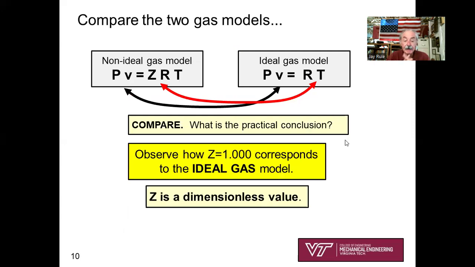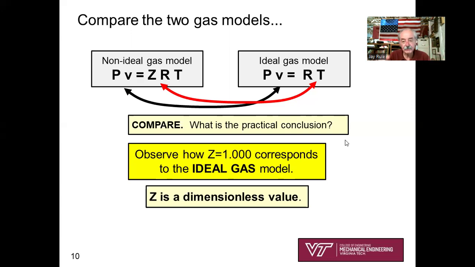We've already compared our two gas models. And one thing I didn't bring up is, do you see how if Z equals 1.000, the left-hand side describes the ideal gas model, right? So that's the thing to keep in mind. Z is a dimensionless value. And if you end up with a Z value of 1.000, that's your signal that you've got a green light. You've got an ideal gas, okay?